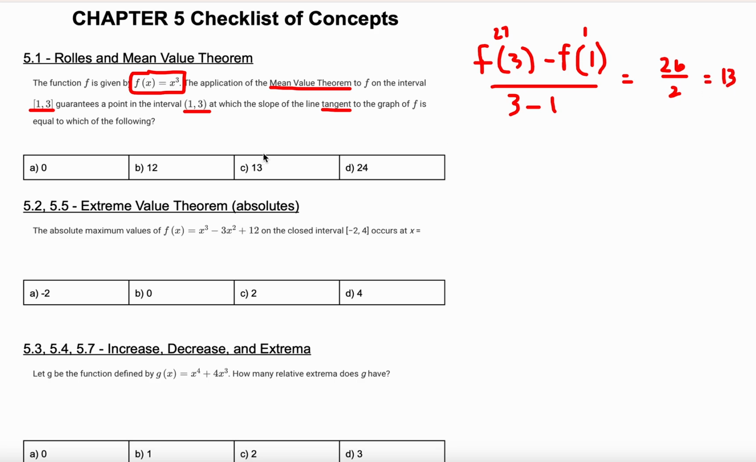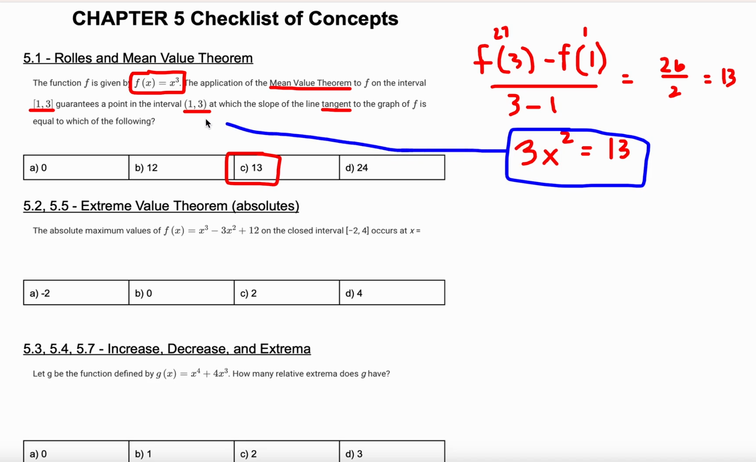Now that is the answer to this question, but typically what we would do is we would take the derivative of the function. That's the derivative of the function, and we would set it equal to that average rate of change. And then I would finish this problem by determining what x value is inside this interval. And obviously there would possibly, I would think, be one, it would be the square root of 13 over 3. But for this specific question, this is what we need.